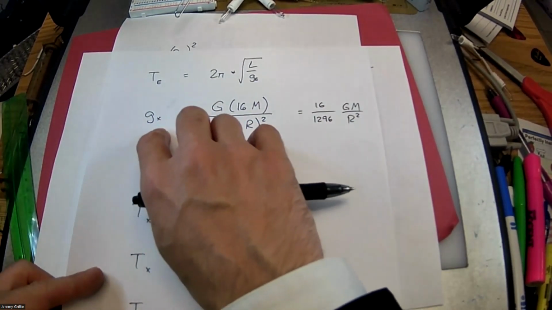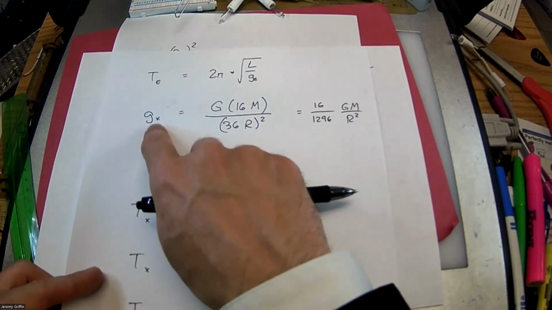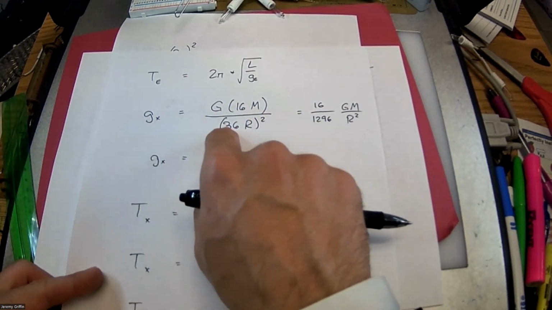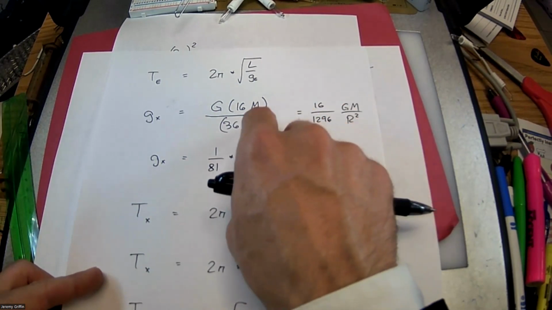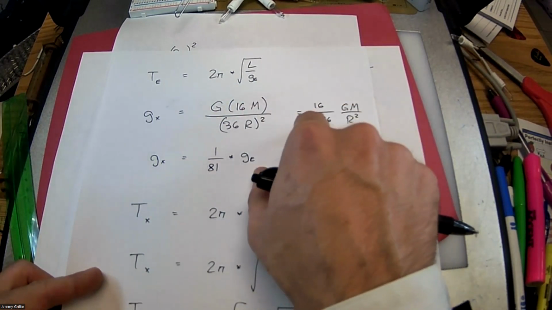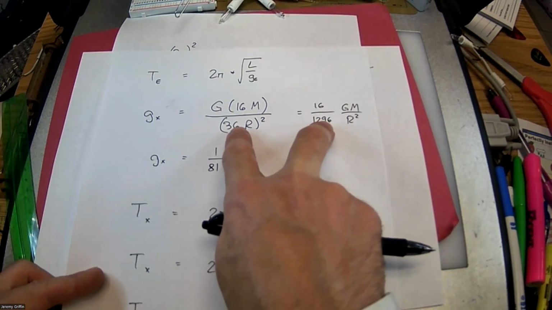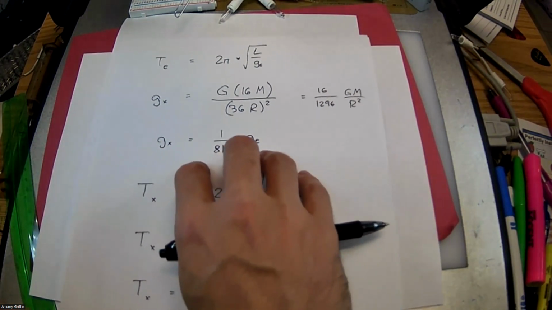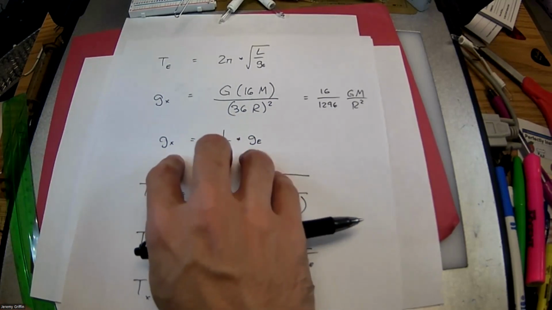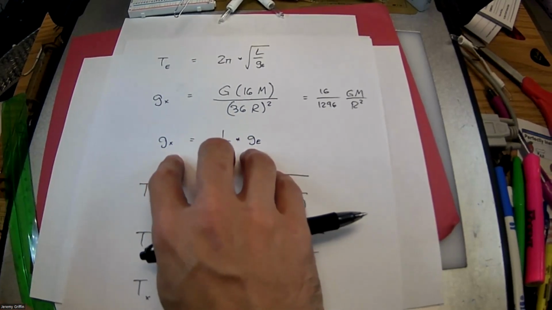You had to figure out what the gravity field of the new planet is, at least compared to Earth. I said 16 times the mass, but 36 times the radius. But don't forget the radius is being squared. So this comes out to 16 over 1296. 36 squared is 1296, and that reduces to 1 over 81. Helpful to have a calculator with that. So the gravity field of this new planet is 1 over 81 the gravity field of Earth.